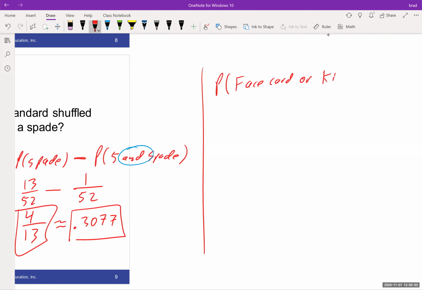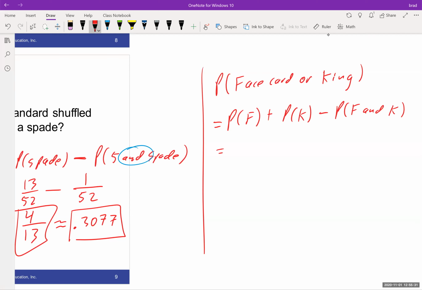So in the other problem, it was the probability of getting a king, and then on your next draw, getting a face card. Well, now this is an or statement, so it's addition, not multiplication. So we're going to do probability of a face plus probability of a king. Now, are there some face cards that are also kings? Yes, there are. So we have to be careful. Minus probability of face and king.